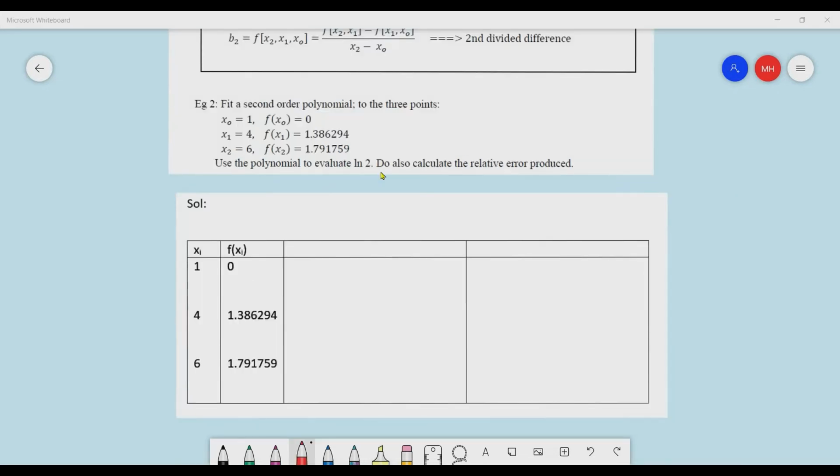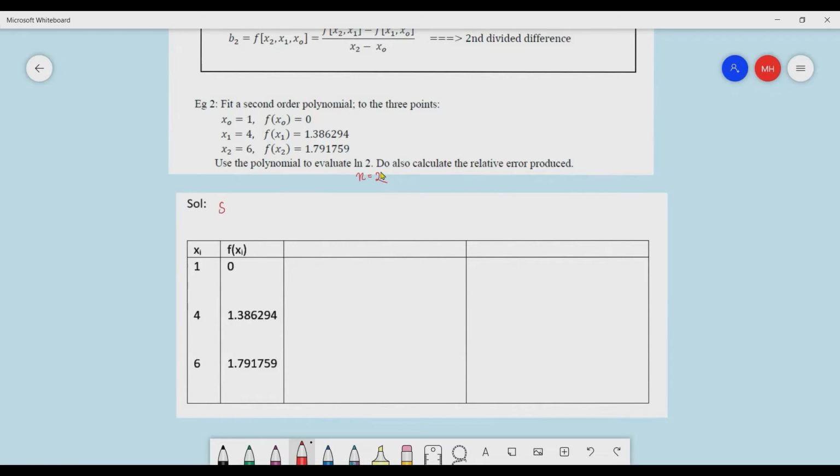Now we go to example 2. Fit a second order polynomial to 3 points. As I mentioned before, for the second order or quadratic polynomial, you need at least 3 points. The question asks you to use the polynomial to evaluate ln x, in other words, to find what is f(x) when x equals 2.